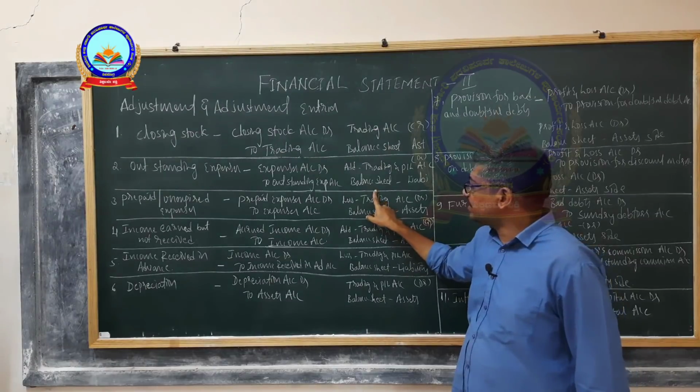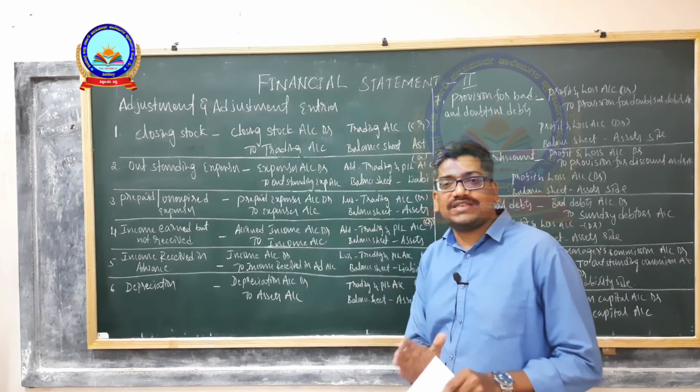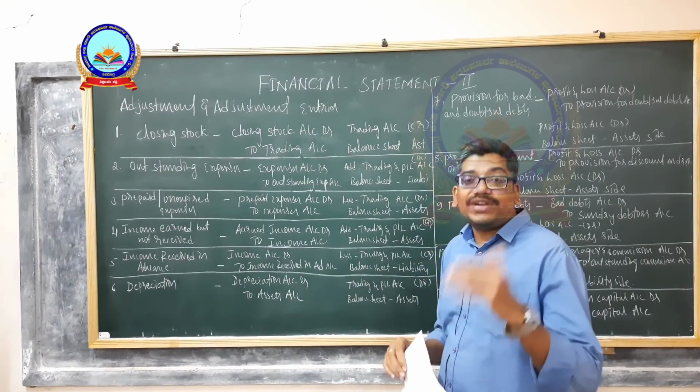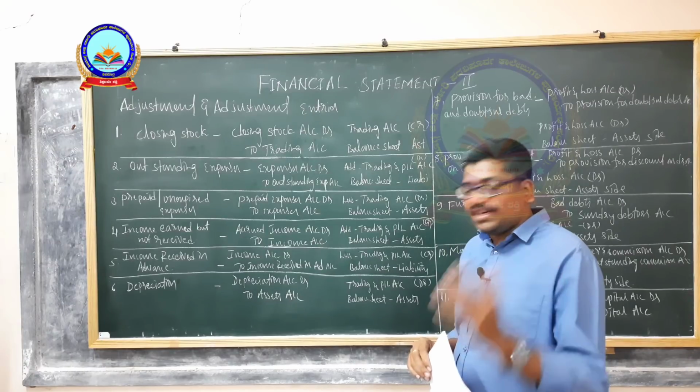And in the balance sheet, since the outstanding expense is an obligation to the business for the current accounting year but not yet discharged, till the date it is not yet discharged, it becomes a liability.